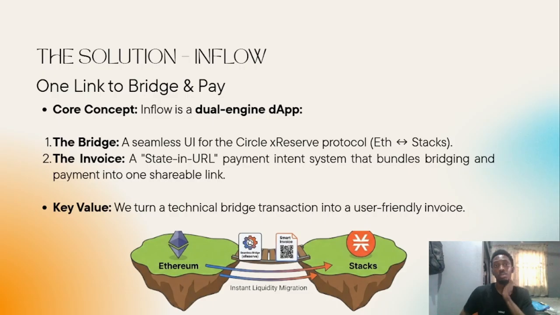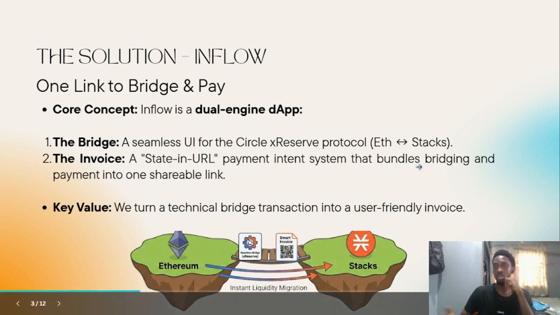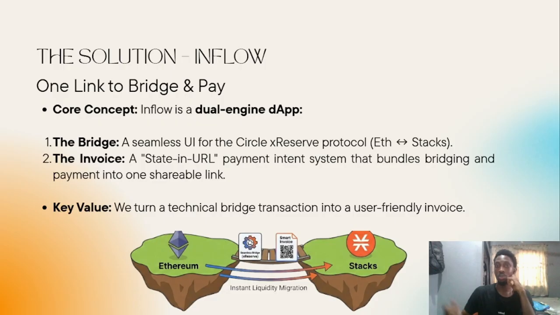So, introducing Inflow. Inflow turns bridging tokens into one shareable invoice link between two persons or two entities. It's a dual engine DApp. We leverage the Circle xReserve protocol that helps in bridging USDC to USDCx, and we turn that into one URL that you can send to your friend or whoever you want, and that person can send you whichever token they want and you get the equivalent. So we turn the technical bridge transaction into a user-friendly interface, and we also have other features alongside that. So let's go to the next slide.